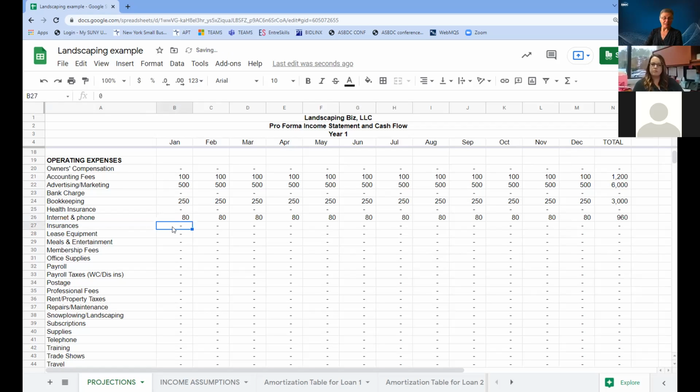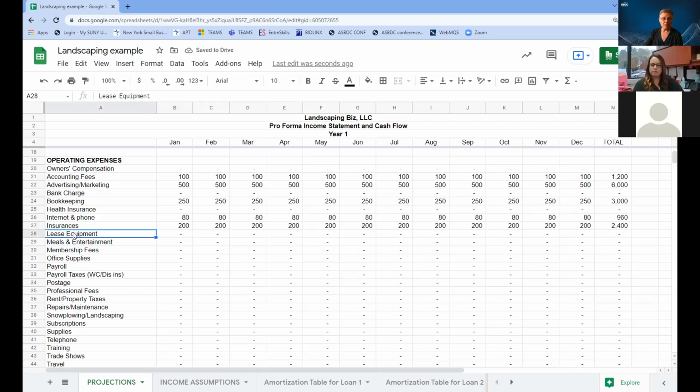Insurances, you need business liability insurance. It doesn't matter what you do, you really need to protect yourself with business liability insurance. A lot of folks think that an LLC protects them, but really that just creates one extra layer of separation between your personal assets and the business, but that doesn't mean you are protected in the event of a lawsuit.